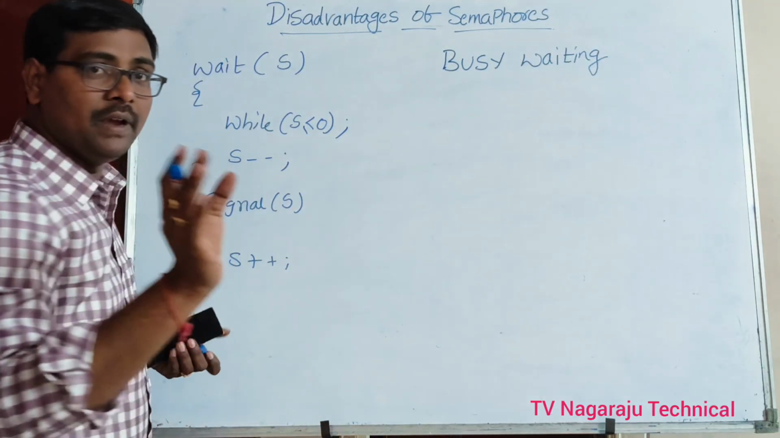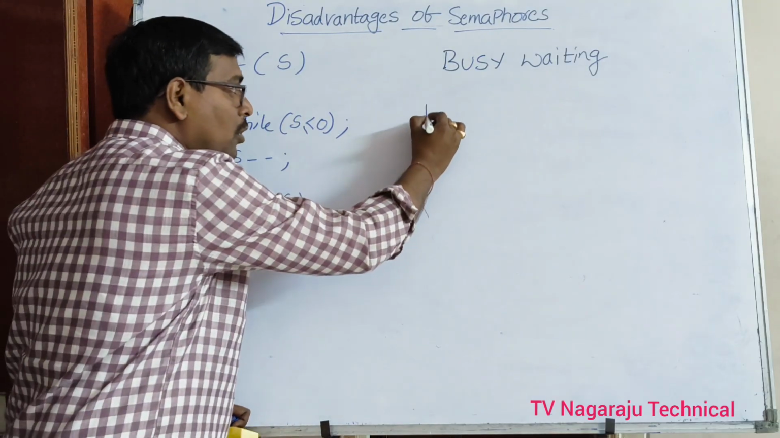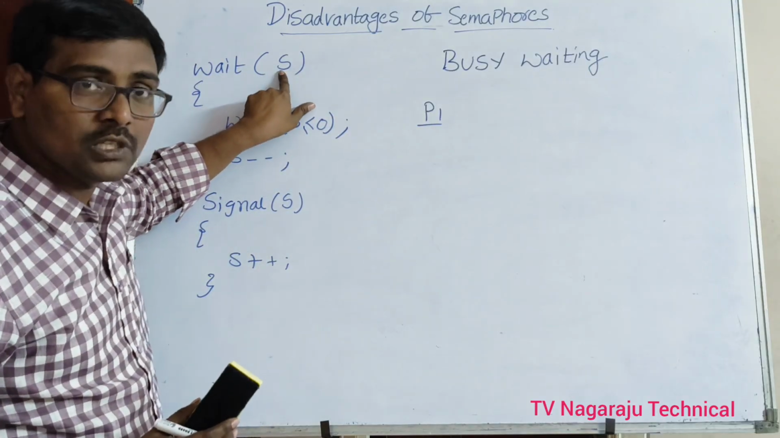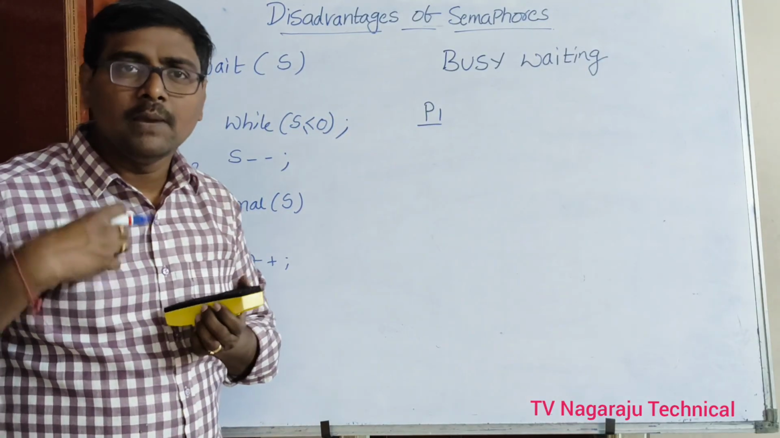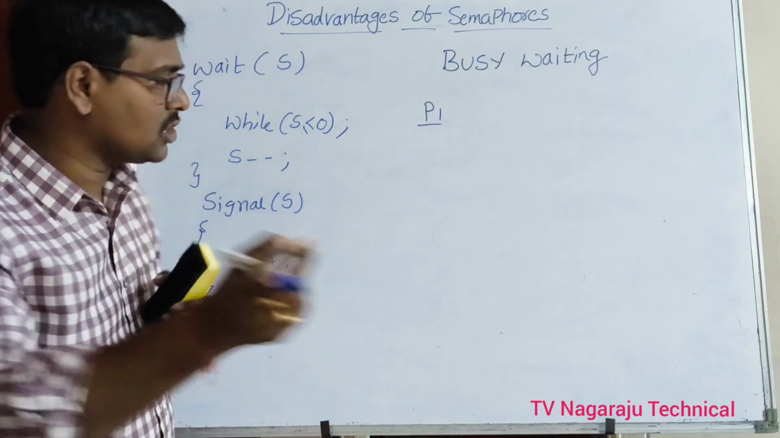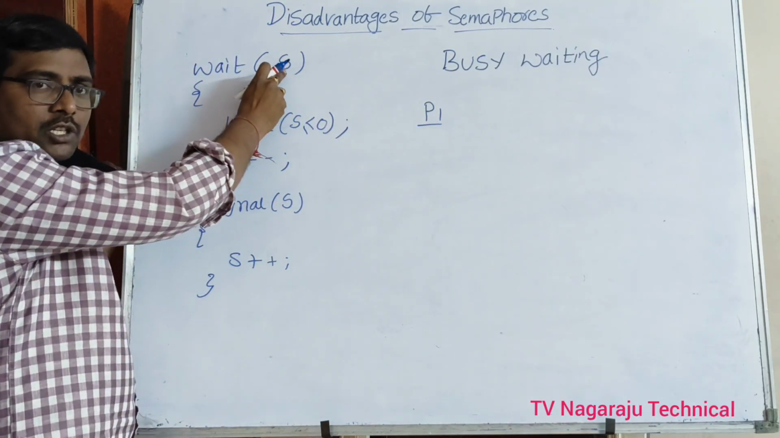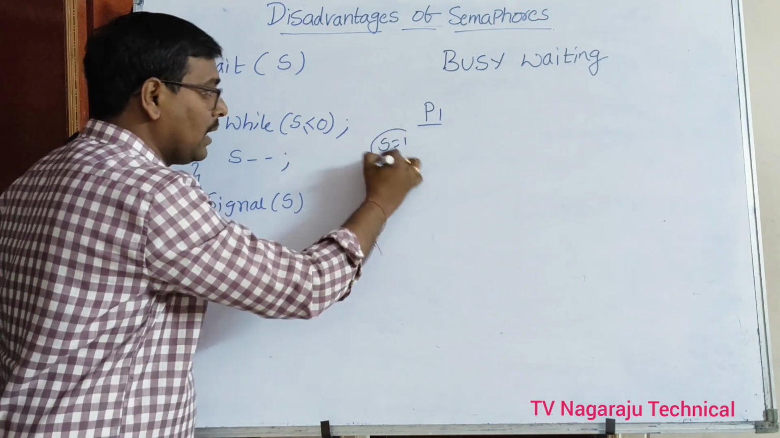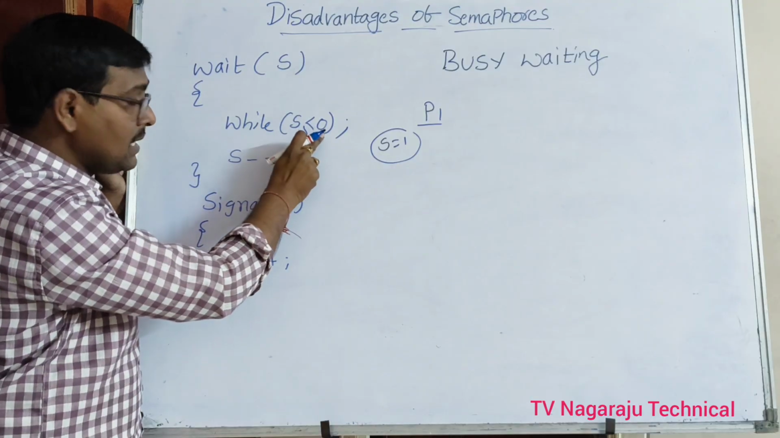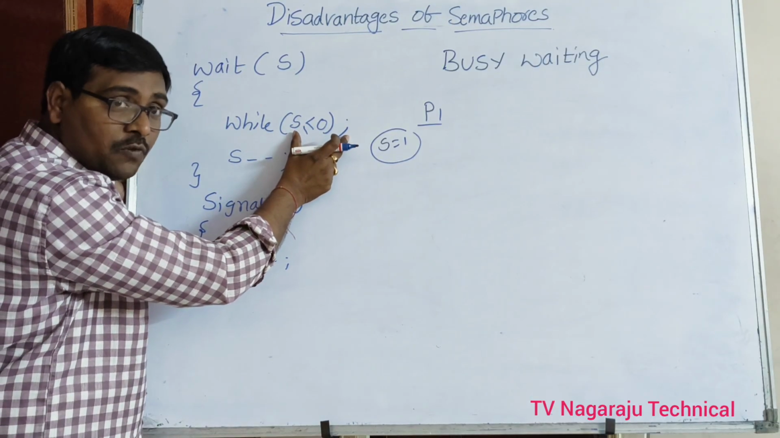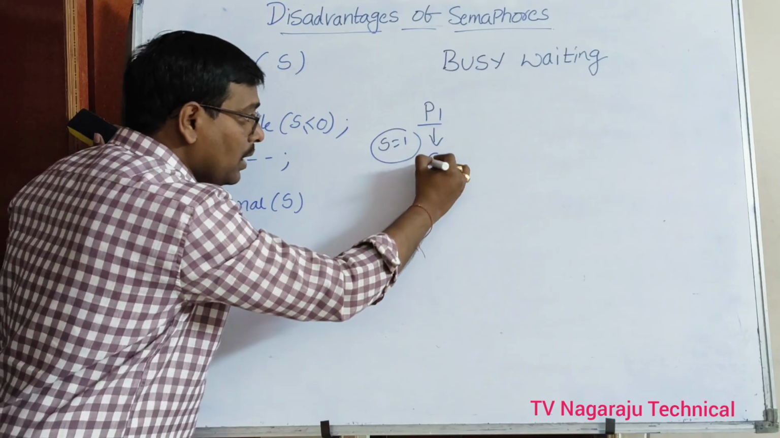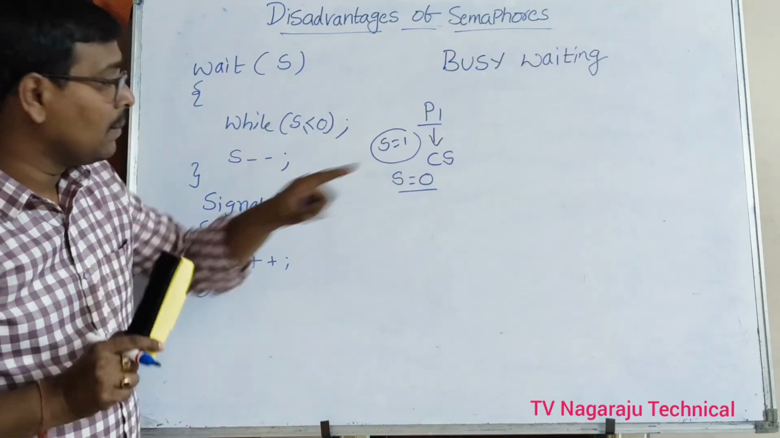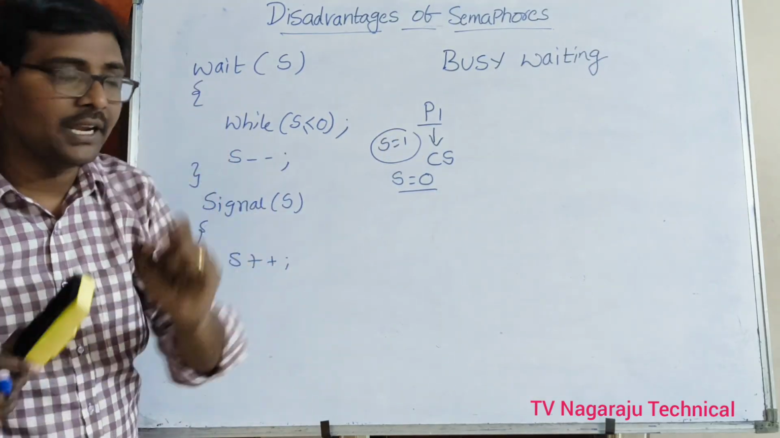What is meant by busy waiting? Assume we have one process P1. First P1 requests the semaphore S. That means P1 wants to enter into the critical section. P1 calls the wait function. Suppose initially semaphore value S is equal to 1. Immediately, while 1 less than or equal to 0, the condition is false. Immediately process P1 enters into the critical section and S value is equal to 0. Means right now process P1 is in the critical section.